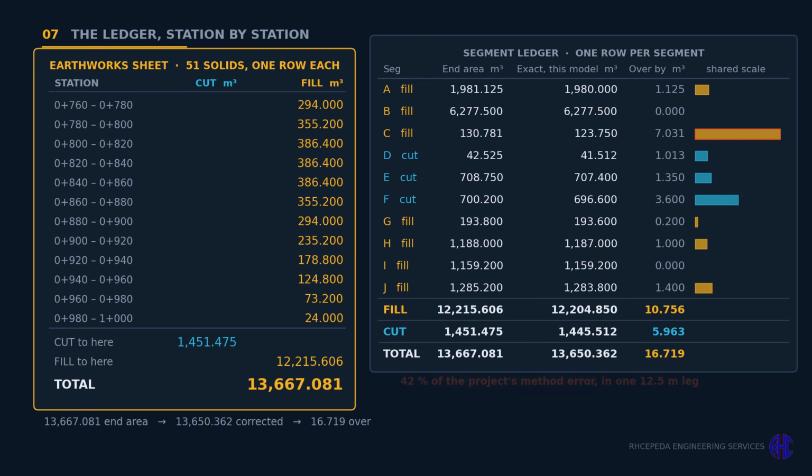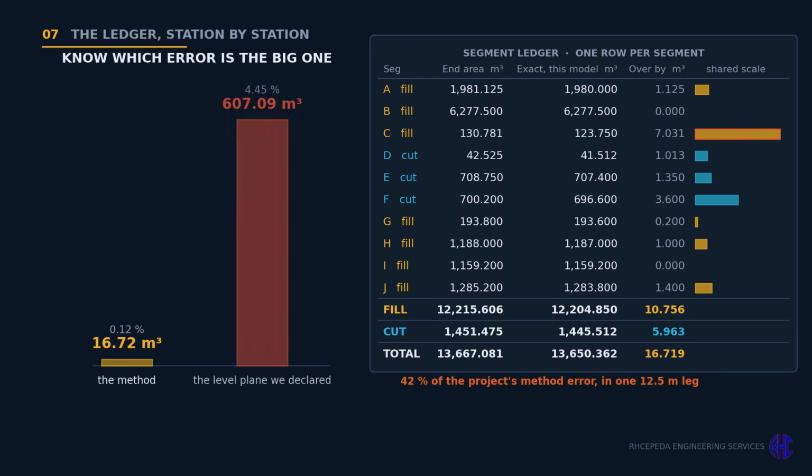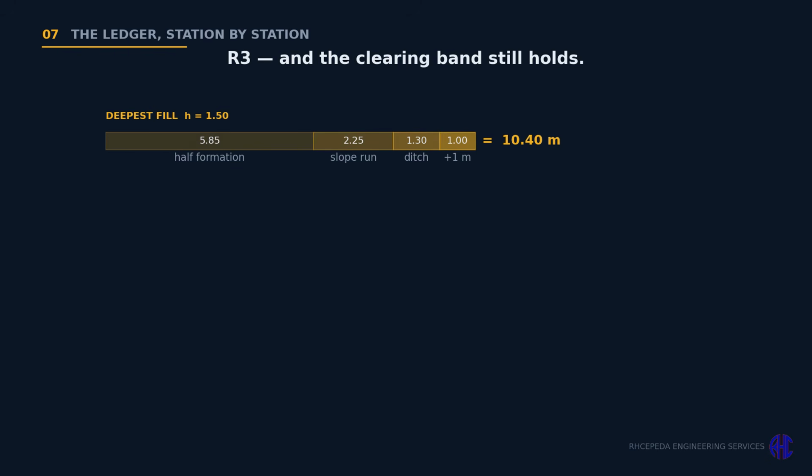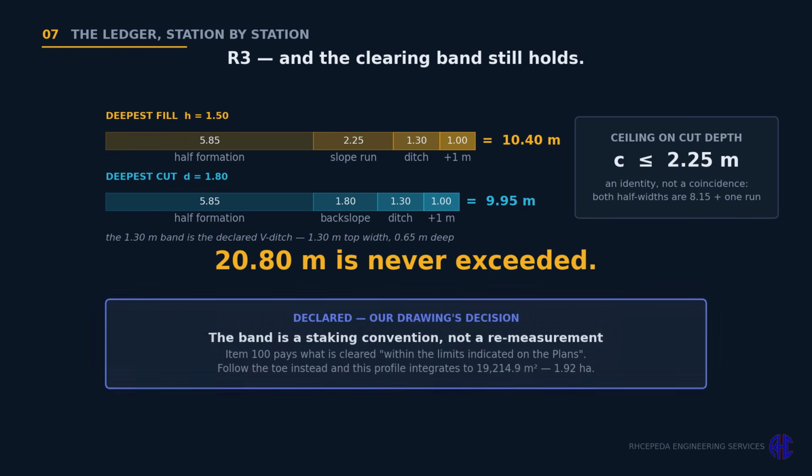42% of that sits in one 12.5 meter transition. The correction goes as the square of the height change, and transitions are short and steep. Keep the proportion, the method costs 16 cubic meters. The flat subgrade costs 600. Know which error is the big one. Clearing holds, 20.8 meters is never exceeded. Follow the toe and you would measure 1.92 hectares. The band is what part 1 built.